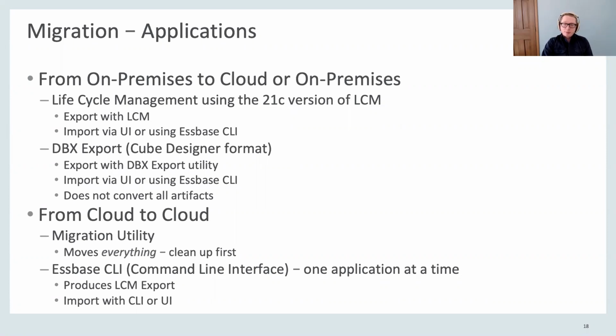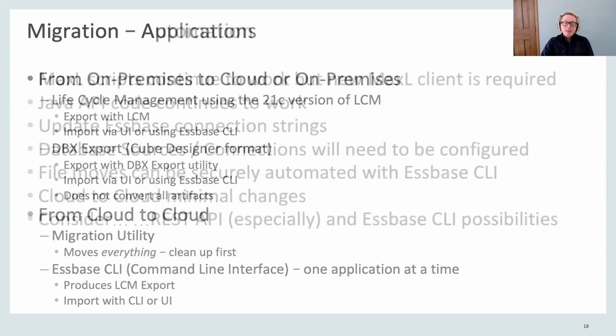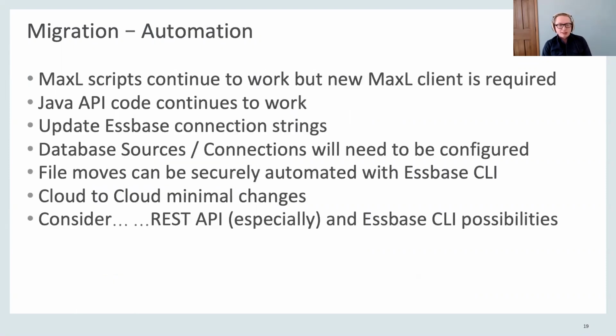If you're going from cloud to cloud, so from an existing cloud version of 21c, there is a migration utility that's provided, and that moves everything, moves your entire environment. So if you use that utility, it probably makes sense to clean up a bit first on your source system. You can also use the command line interface, which generates an LCM export from an existing cloud version and moves one application at a time. Again, you can import that export using the command line interface or the web UI.